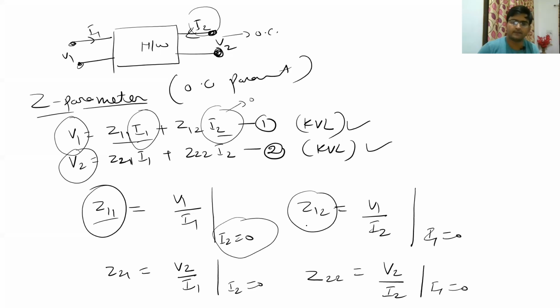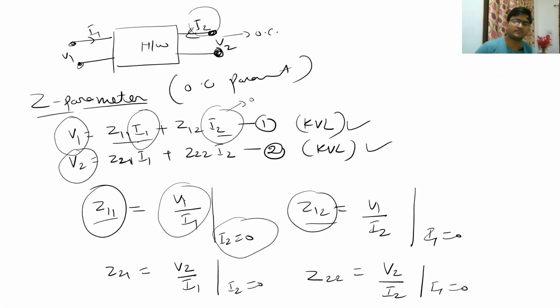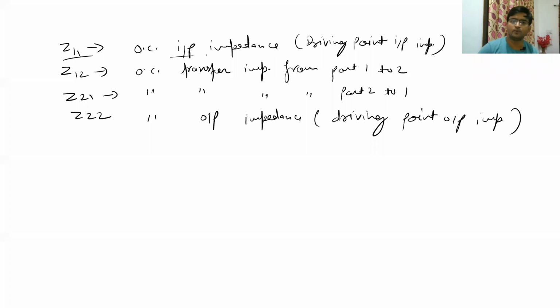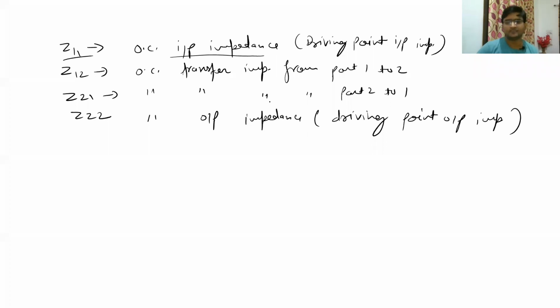So we have these parameters, and depending on these values, we have some specific names for these Z parameters as well. This Z11 value is called open circuit input impedance or driving point input impedance. Why is it called so? Because this Z11 has the value of the ratio of V1 divided by I1. So obviously when V1 is divided by I1, you get the input impedance of the circuit. That is why it is called input impedance, and open circuit because the output terminal has been open circuited. It is also called driving point input impedance because you are driving into the circuit.